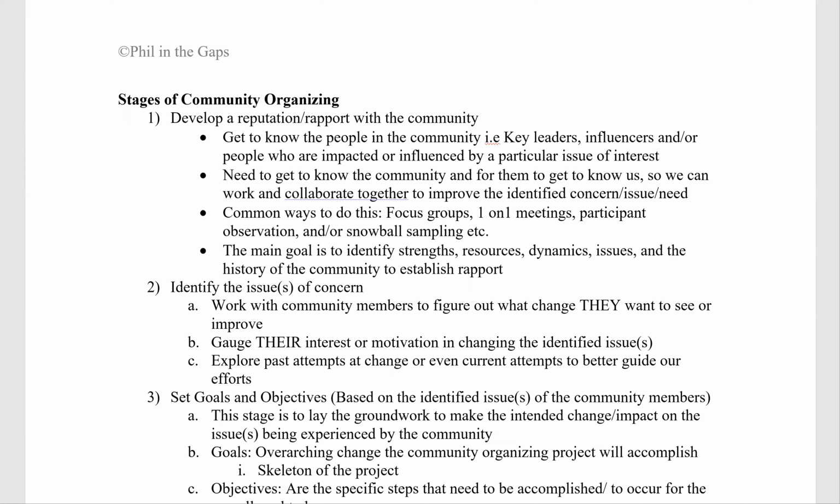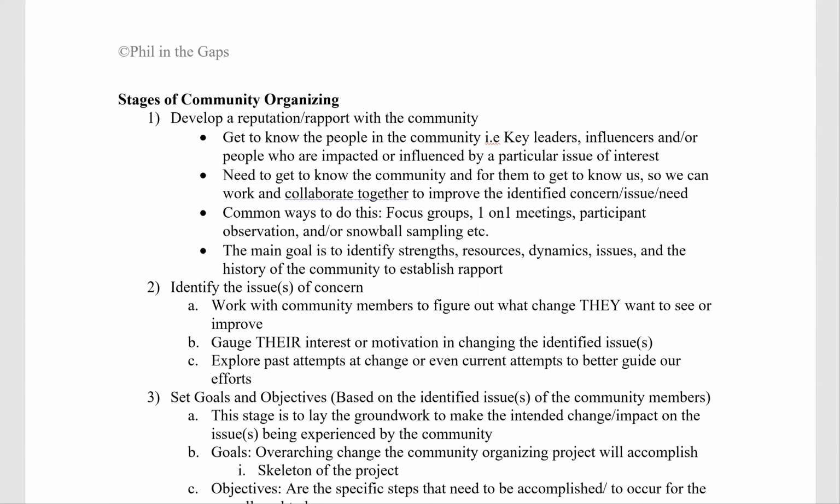So, the ways that we can develop a reputation and rapport with the community is to get to know the people, such as the key leaders, influencers, and people who are impacted or influenced by a particular issue of interest. So if somebody that you know tells you this other person is good and you can trust them, the likelihood of you wanting to seek out that person dramatically increases. However, if you don't know who the person is, or no one's really telling you that they're a good person or have worked for you, you're likely not going to reach out to them because they don't have a reputation or any rapport with anybody.